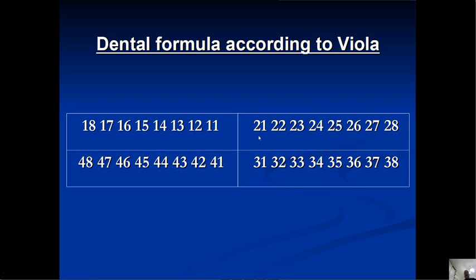This is the first incisor. This is the first incisor from the right side. This is the central incisor from the left side. This is lateral incisor from the right side, and this is a lateral incisor from the left side, and so on. This is for the teeth row on the mandible.